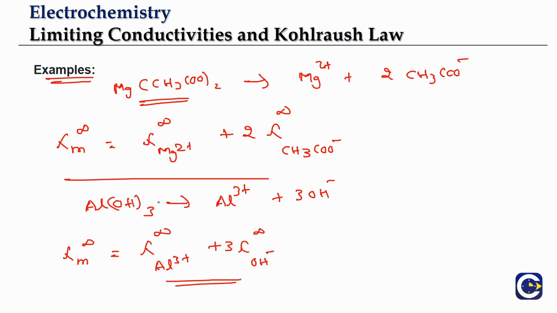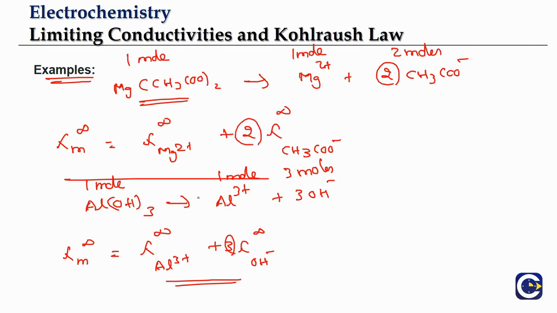Why? Because on dissociation, 1 mole of aluminum hydroxide is going to give us what? 1 mole of aluminum ions plus 3 moles of hydroxide ions. That's why we have to multiply it with 3. Here also, 1 mole of magnesium acetate gives 1 mole of magnesium ions, but 2 moles of acetate ions. That's why we are multiplying this with 2. So this is the Kohlrausch law for finding the limiting molar conductivity of the electrolytes.